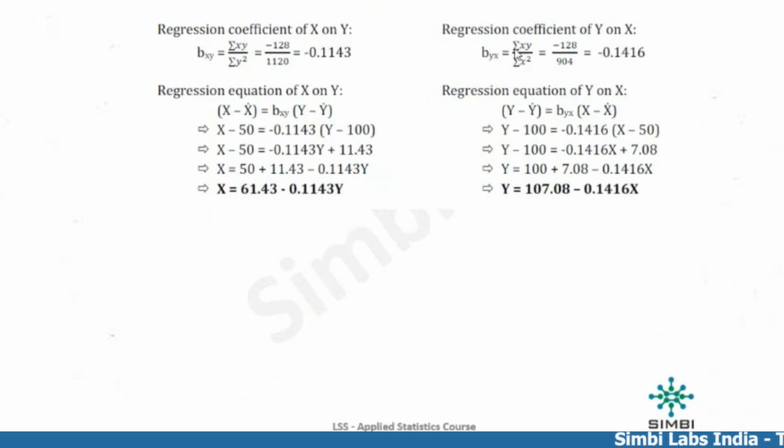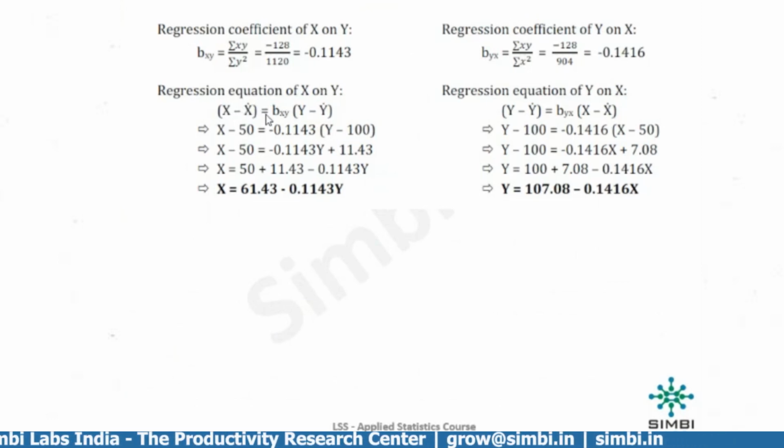Regression coefficients of y on x and x on y, and substitute all the values in the regression equation. X minus x bar equals bxy into y minus y bar, and the y on x equation line also. So we got the two regression equations, x on y and y on x.